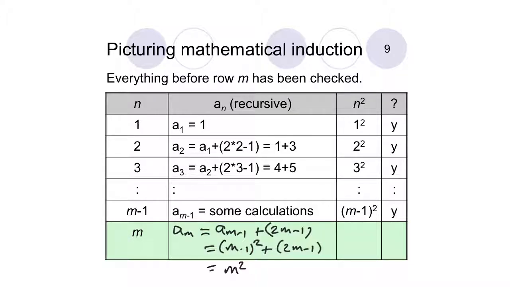So M minus 1 squared is M squared minus 2M plus 1 plus 2M minus 1. And then stuff cancels, cancel, cancel, cancel, cancel. And we end up with just M squared. So the recursive formula simplifies to say A sub M equals M squared. The closed formula says I'm supposed to get M squared, and I did.